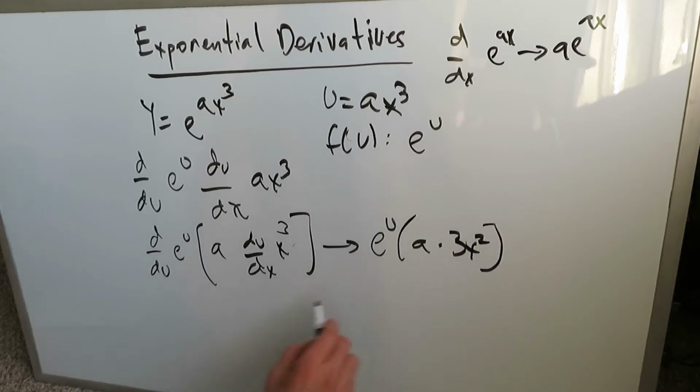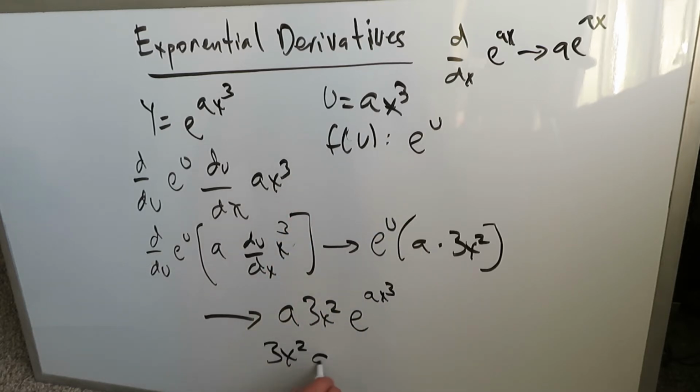And when you do all of this question to the finality, a will come at the very beginning followed by 3x squared, or you can do 3x squared a and then followed by e to the u, which was ax cubed. And you can, if you want, write it this way, 3x squared a e to the ax cubed, and this right here would be a final answer. Both of these are identical, except I wrote a first here and 3x squared first over here, and your question would be done.